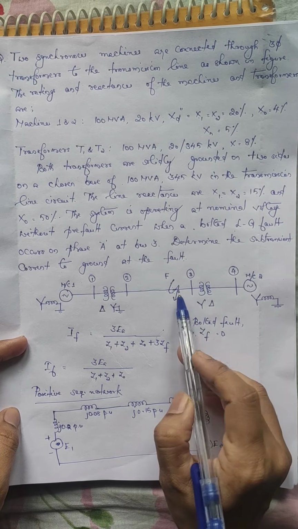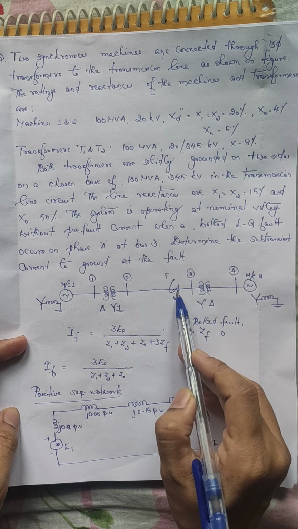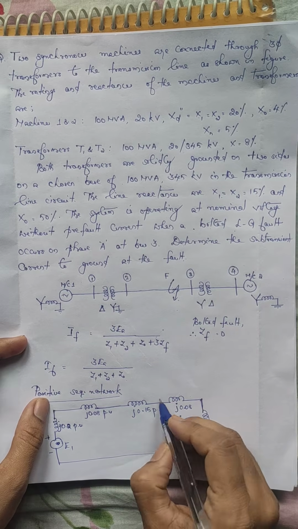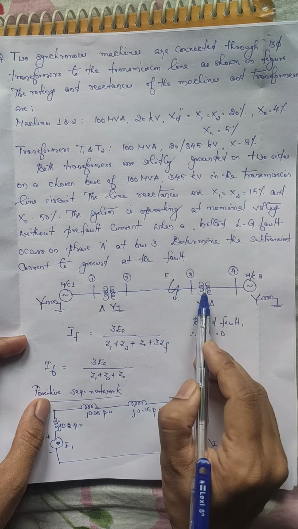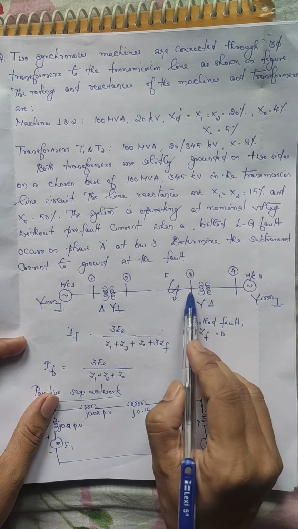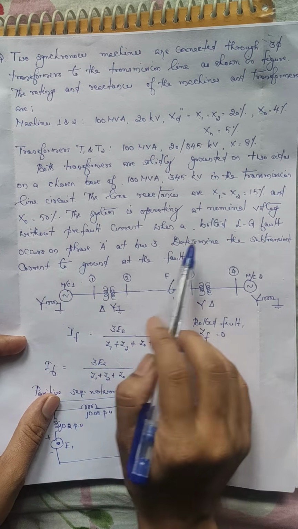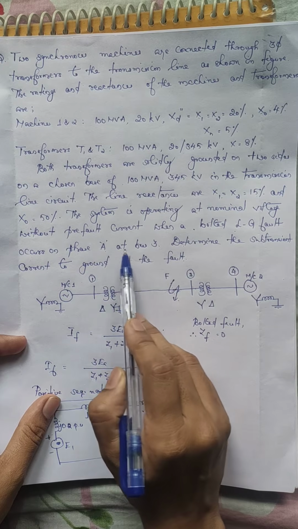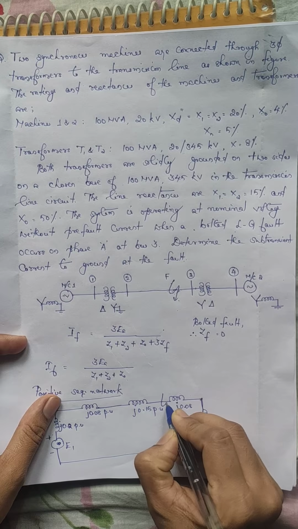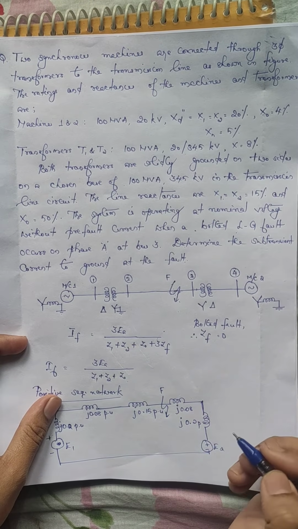And see, the fault is near to bus number 3, that is on the transmission line. So it will be here on the transmission line near to transformer T2, near to bus number 3. It is given that LG fault occurs on phase A at bus 3, that is near to transformer T2, second transformer. So we can represent the fault here. So this is the fault point.